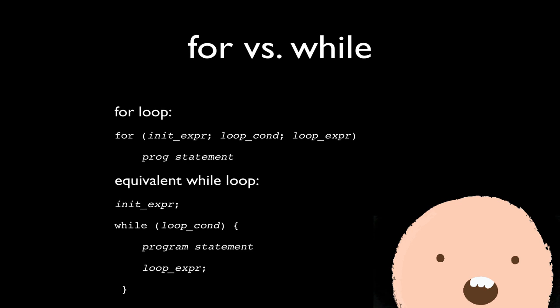So right before the while, we'd have our initialization expression. Then we would have our while with a loop condition and the program statement followed by the loop expression at the very end of the while loop, and that would basically give us the same result.